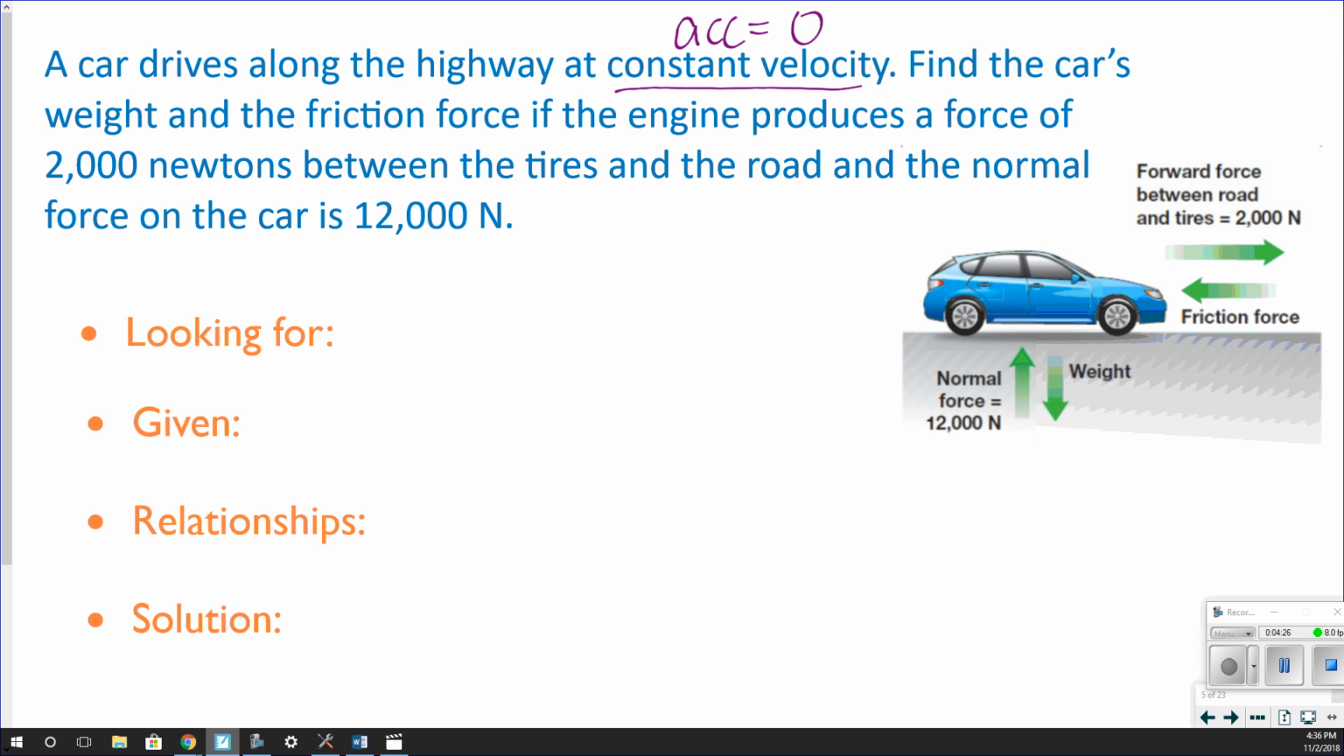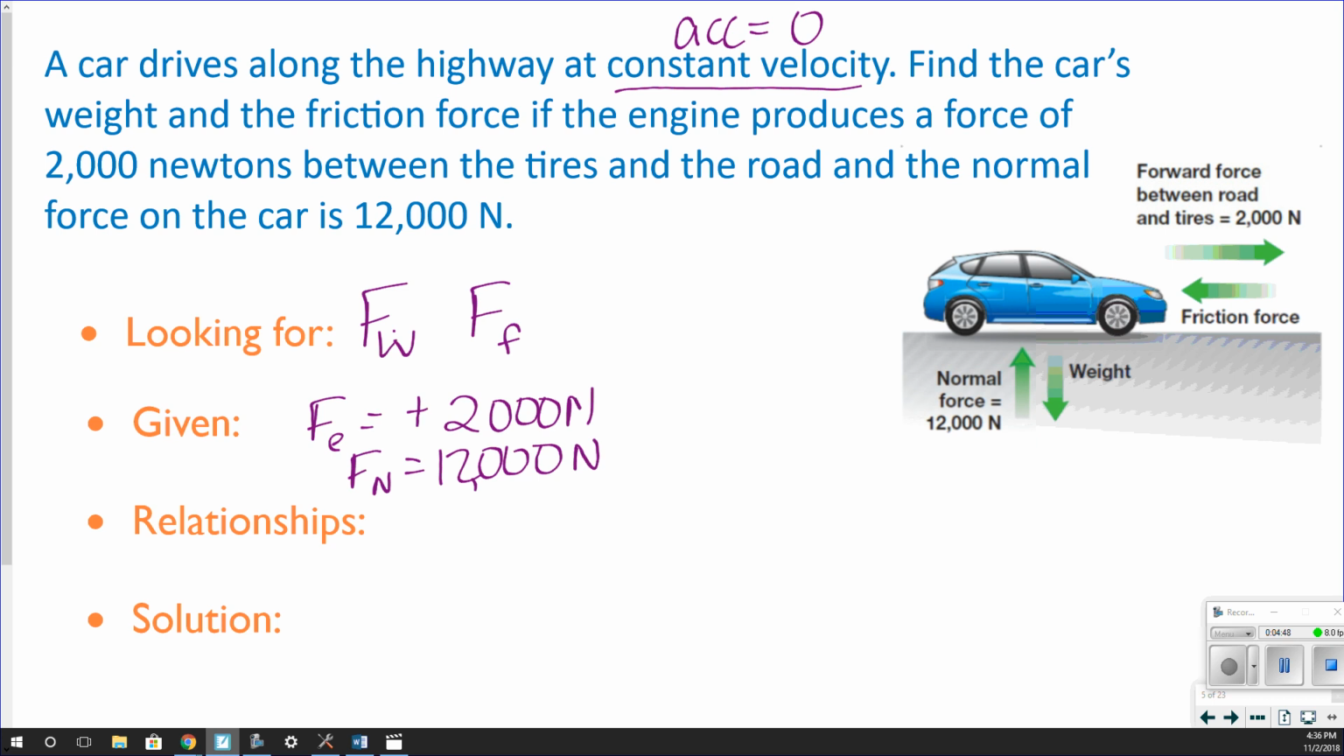So what are we looking for? We're looking for the force of weight, and we are looking for the force of friction. And what are we given? The force of the engine, which equals a positive 2,000 newtons, and we are also given the normal force, which is 12,000 newtons. The relationship between these would be, since we have a constant velocity, we have 0 net force.